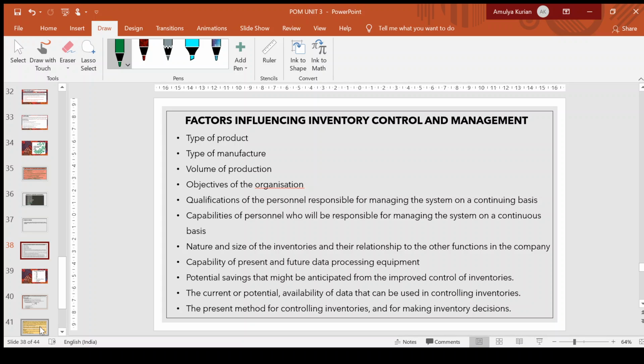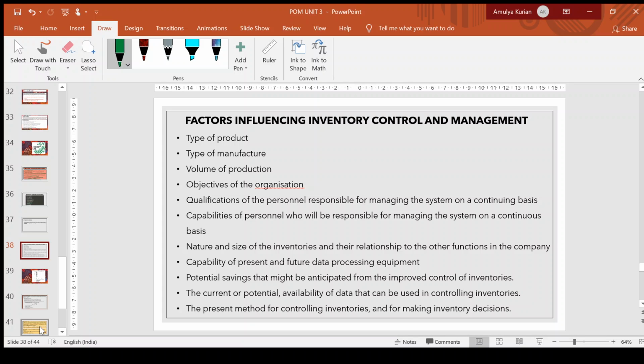And other factors which influence the inventory control system are the objectives of the organization, qualification of the persons responsible for managing the system, capability of the persons who are responsible for the system on a continuous basis, nature and size of the inventories, then capability of the present and future data processing equipment, potential saving, current or potential availability of data that can be used for controlling inventories, and the present method of controlling inventories. So these are the different factors which will be influencing the inventory control and management.